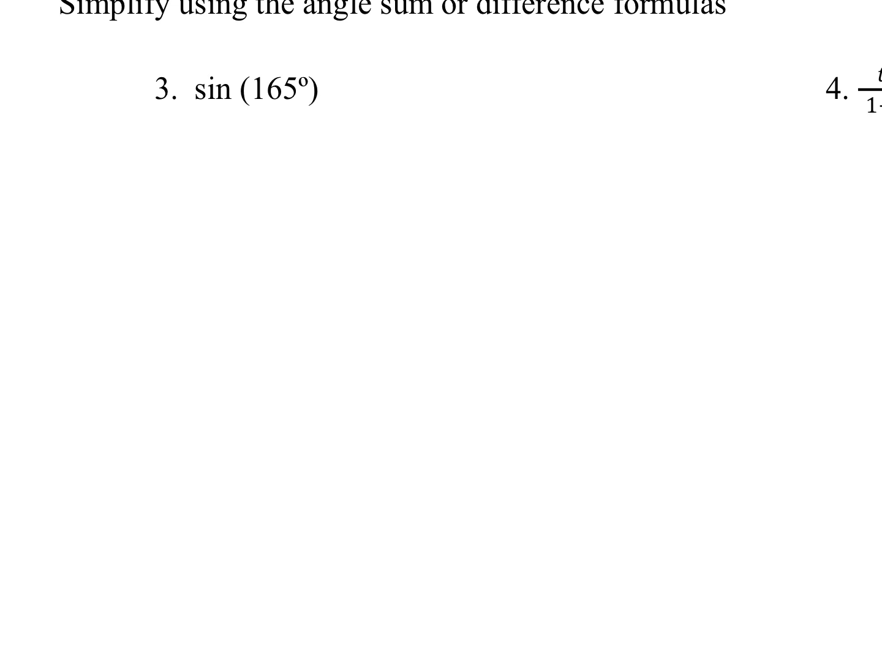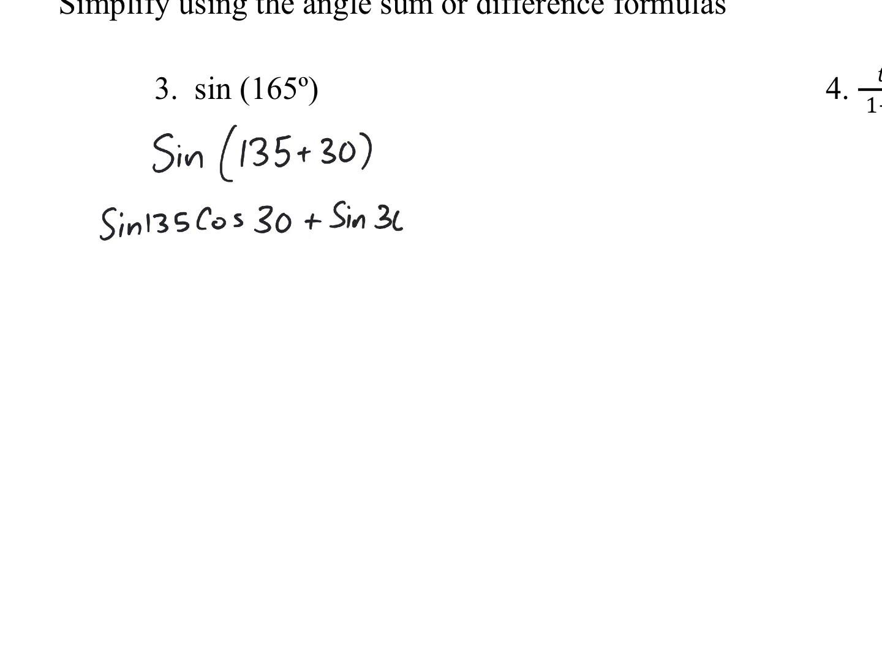There's a couple ways we could approach this. We will get the same answer however we do this. When I did this problem, I rewrote the sine of 165 as the sine of 135 plus 30. And then using my sine sum formula, I'm going to get the sine of 135 times the cosine of 30 plus the sine of 30 times the cosine of 135. These are all values from the unit circle, so I'm going to evaluate them now.